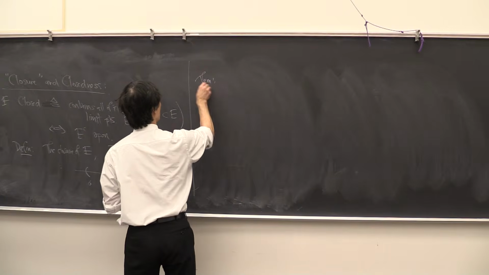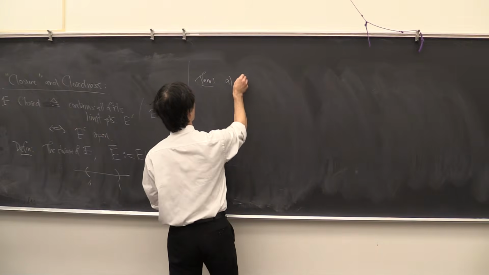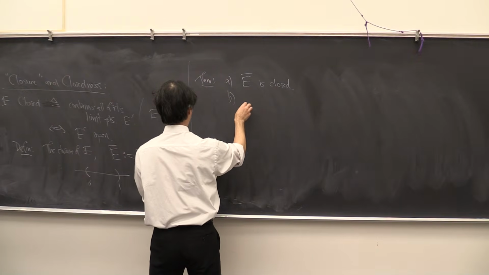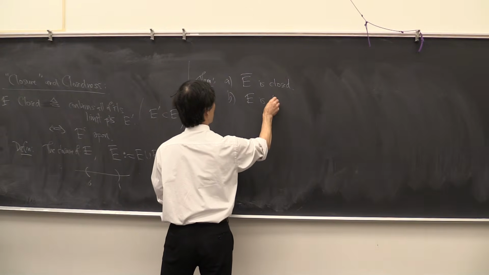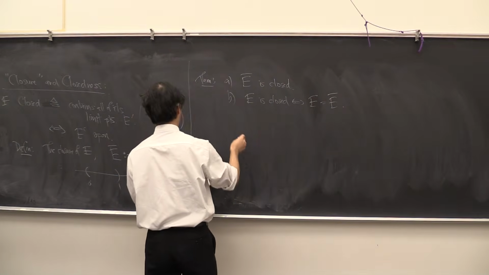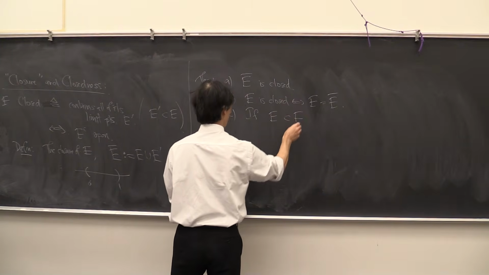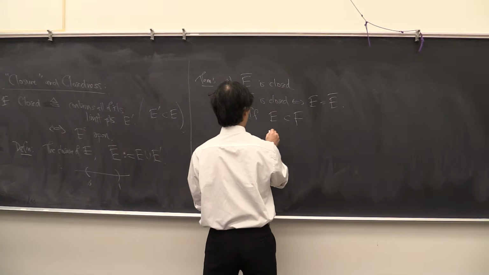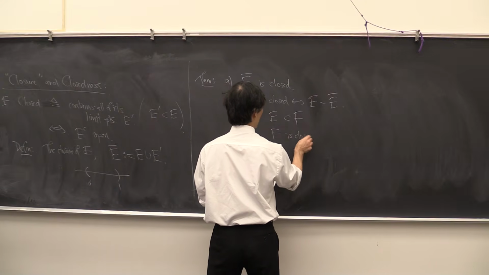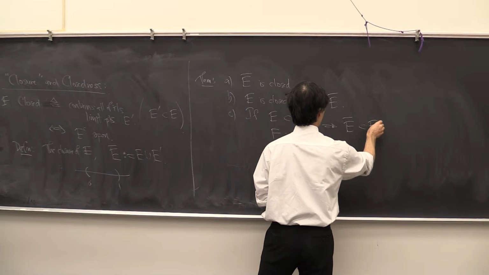So here's the theorem. First off, the closure is closed. The closure is a closed set. Two, a set is closed if and only if it equals its closure. Three, if you have a set contained in another set, and that bigger set F is closed, then the closure of the set inside is contained inside of F.